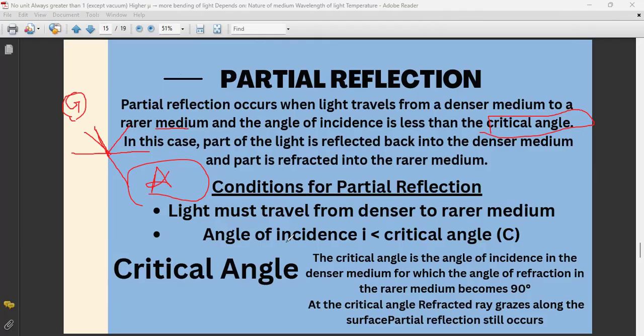Now, the critical angle. The critical angle is the angle of incidence in the denser medium for which the angle of refraction in the rarer medium becomes 90 degrees. At the critical angle, the refracted ray grazes along the surface, and partial reflection still occurs. What does it mean? When the incident ray, wait a minute, let me draw it again.